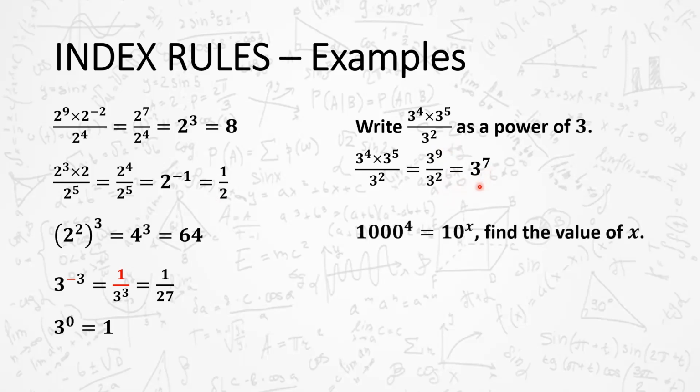Next one, 1000 to the power 4 equals 10 to the power x. Find the value of x. So firstly, we need to look at what is the link between the 1000 and 10. So 1000 is actually 10 to the power 3. Then we have 10 to the power 3 to the power 4 equals 10 to the power x. Left hand side, 10 to the power 3 times 4 gives us 12 equals 10 to the power x. Therefore, the final answer is x equals 12.